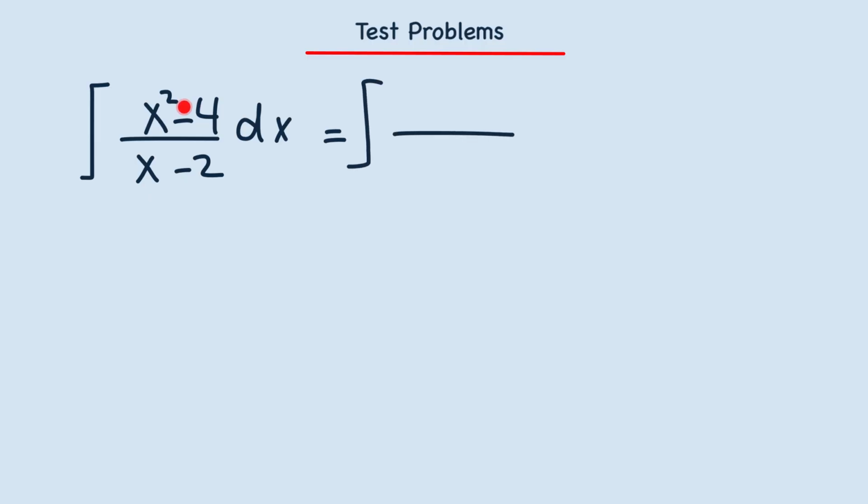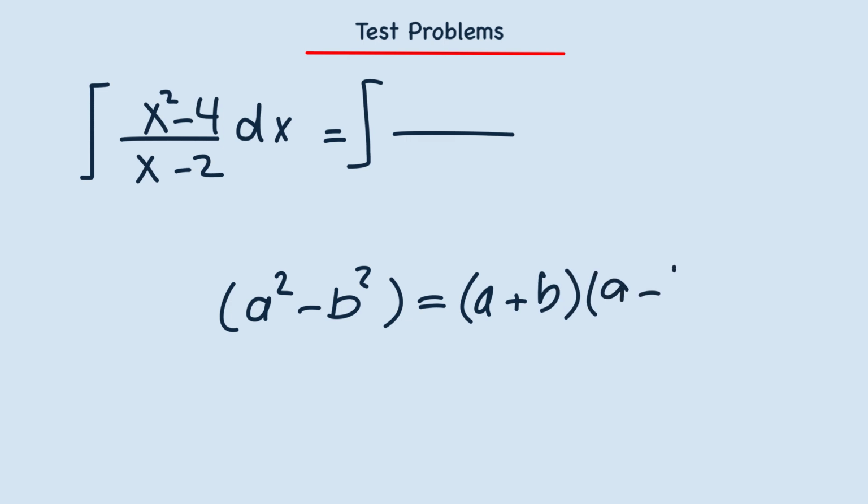Now, to factor this part, which is x squared minus 4, this is the difference between two squares. So let us just revise the rule. If I have a squared minus b squared, this equals (a plus b) times (a minus b), right? So this is the difference between two squares rule. Now the same we should apply to this function.